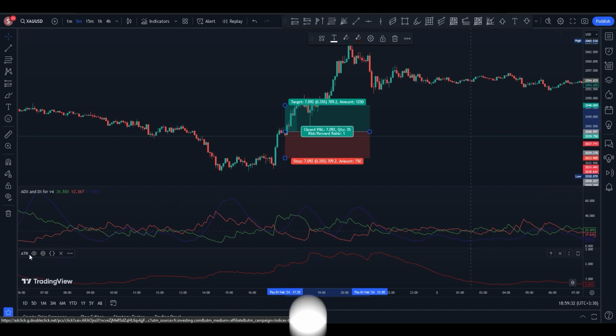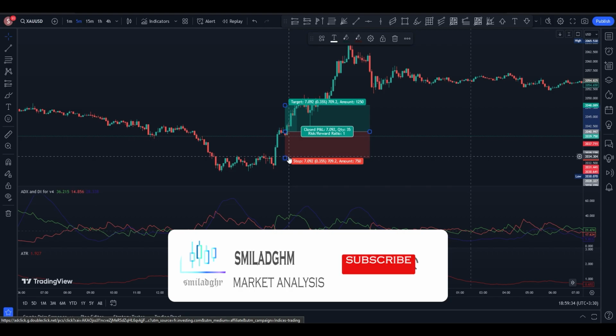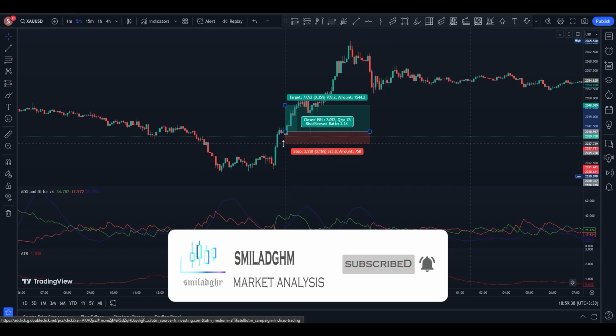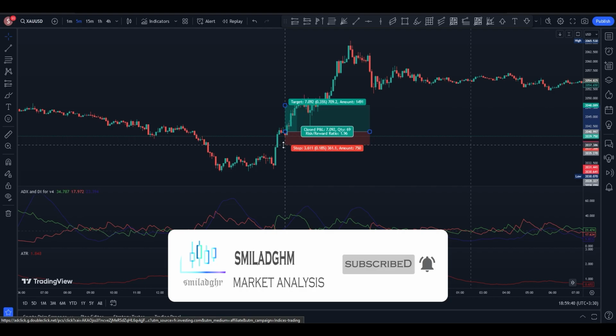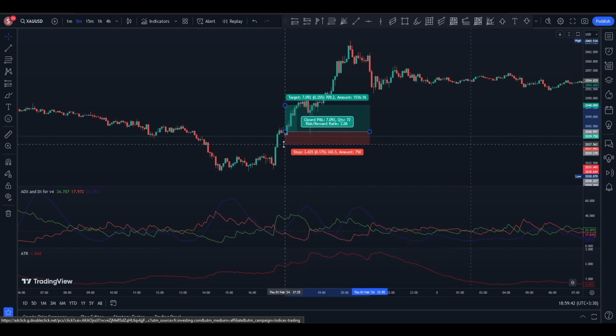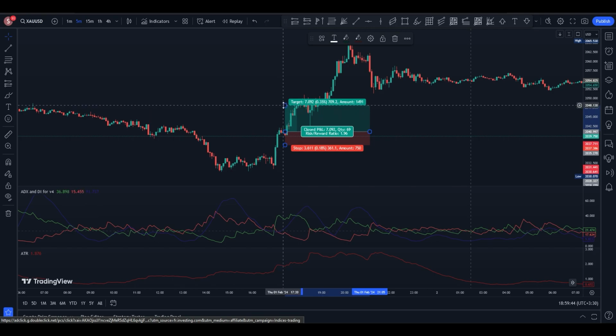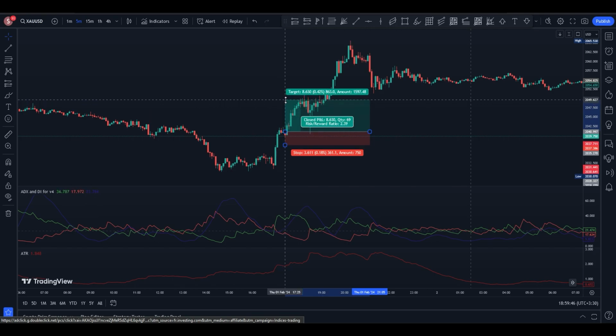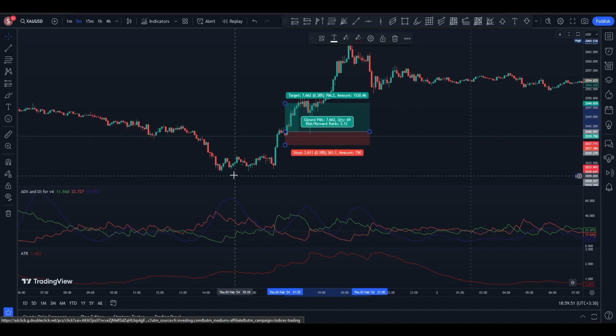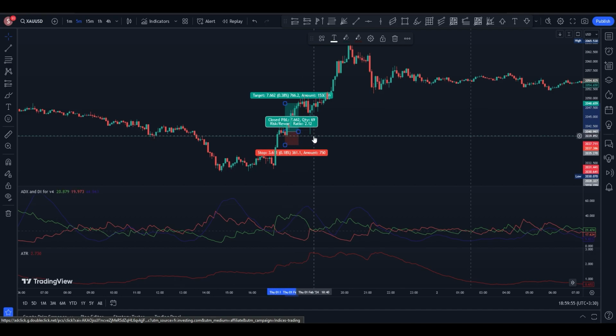As you see, we are at 1.8 ATR. I'm going to use 2 multiplied by ATR. It's around here. So as you see, we hit a 1:2 risk to reward ratio. But let's go a little bit further.